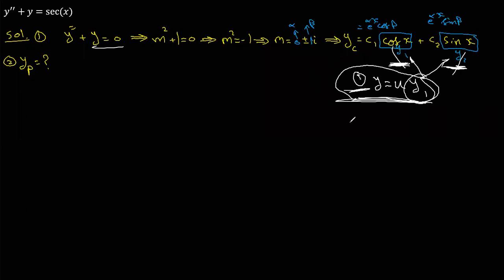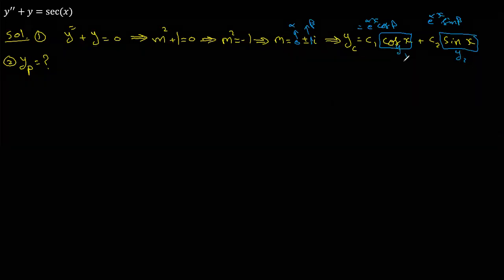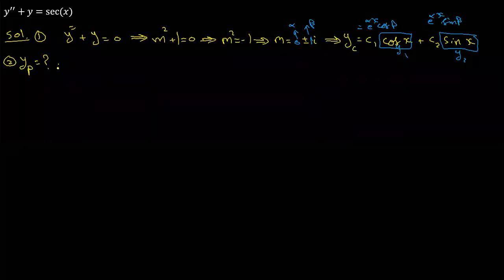But look what I'm going to advise now. If you have two solutions for the homogeneous equation, like now, where you have y1 and y2, I advise you to use the variation of parameters, not the reduction of order. So now I'm going to use the variation of parameters to find yp.